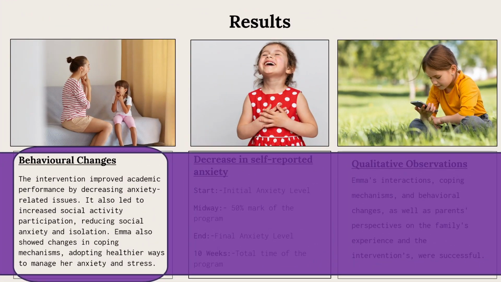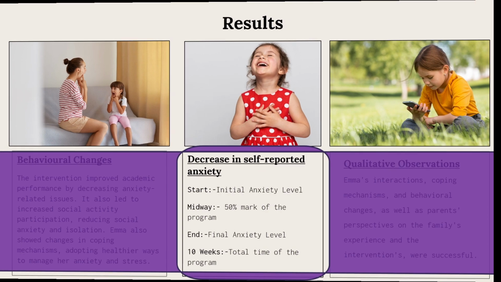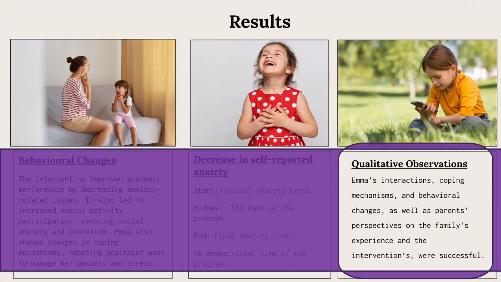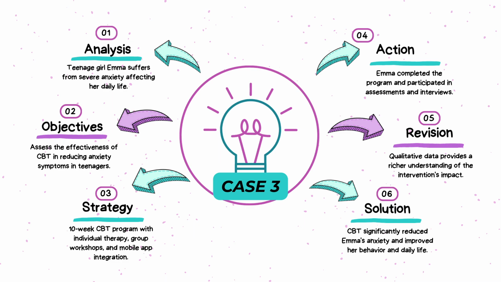But certain behavioral changes were seen. She started to get improved academic performance. In a 10-week program, the self-reported anxieties decreased. The qualitative observation of Emma's interactions, the mechanism, behavioral changes, as well as the parents' perspectives and experiences, showed it was successful. This is the mind map of case study 3.